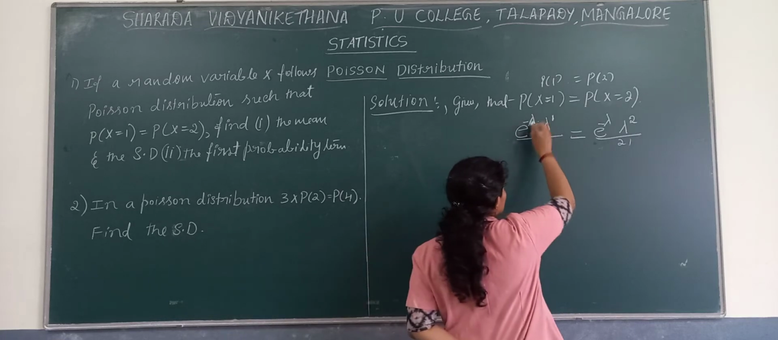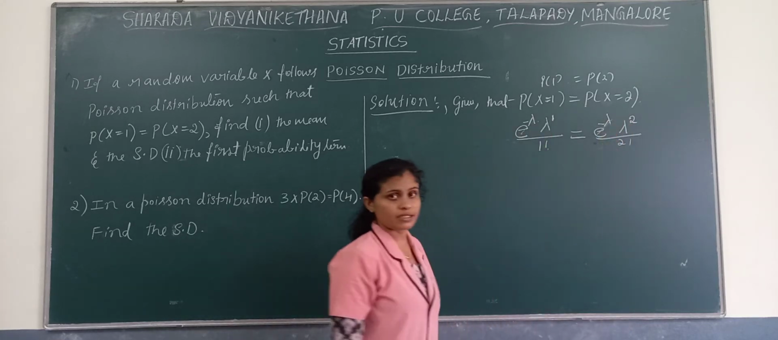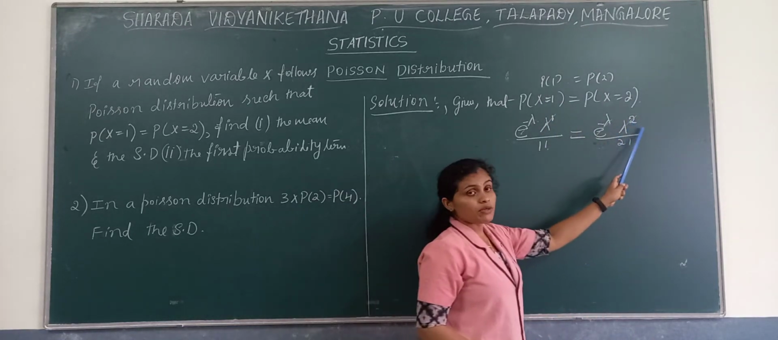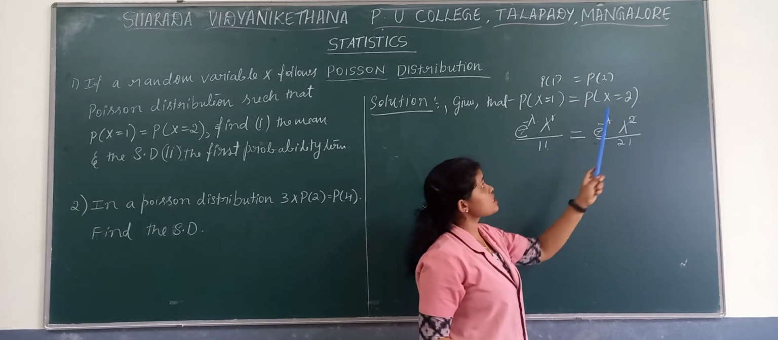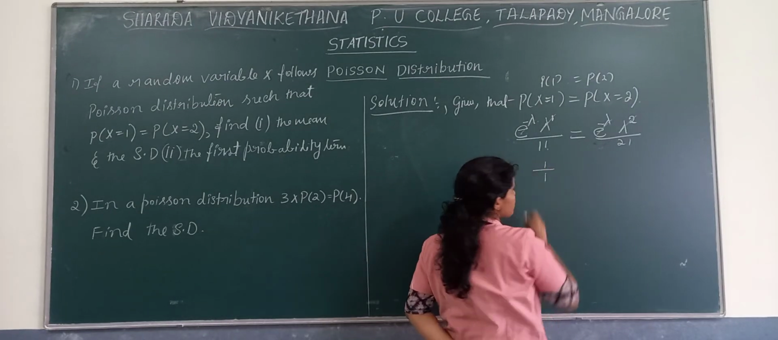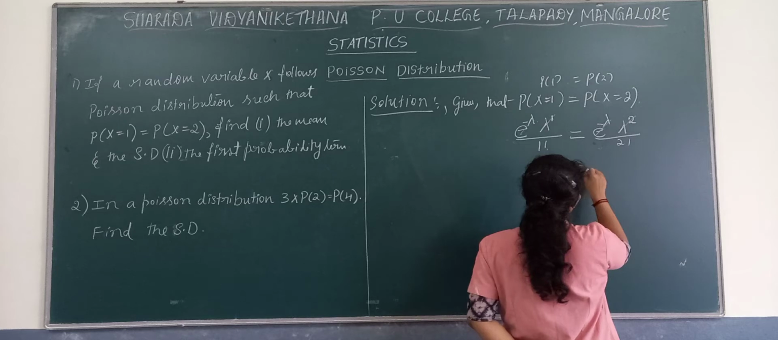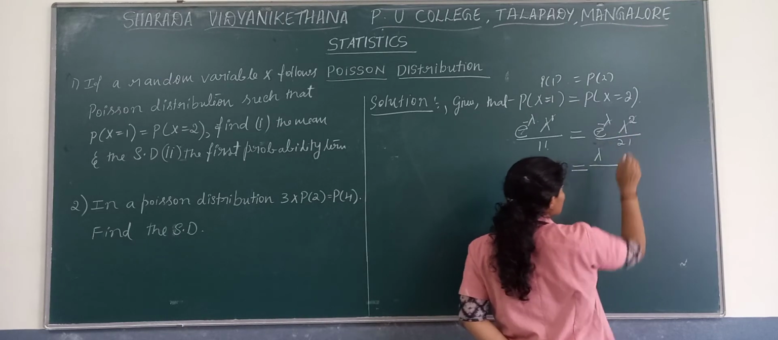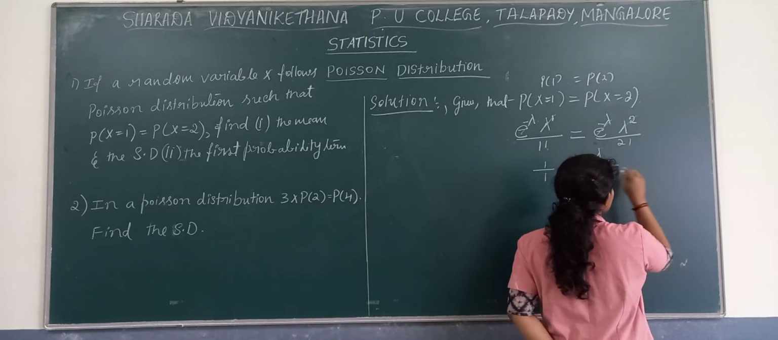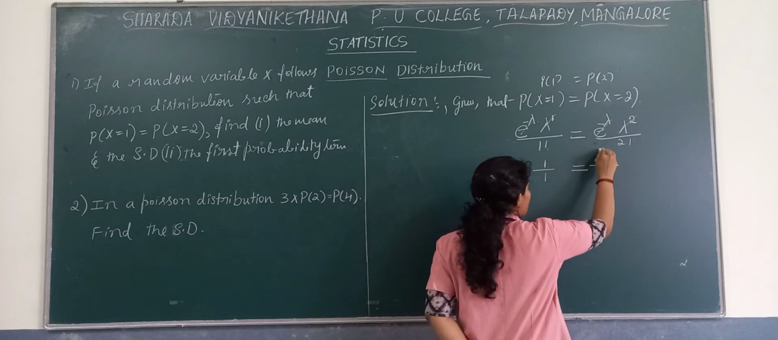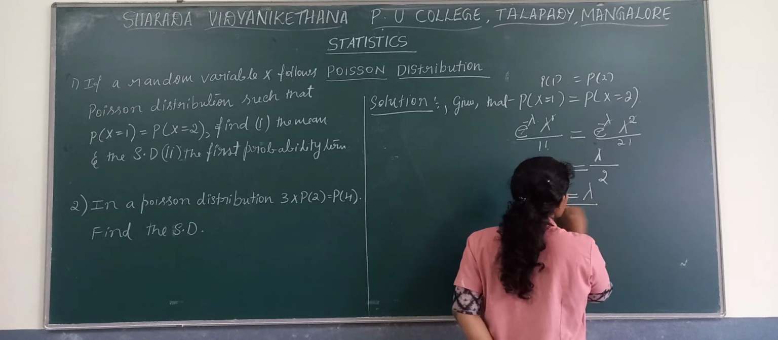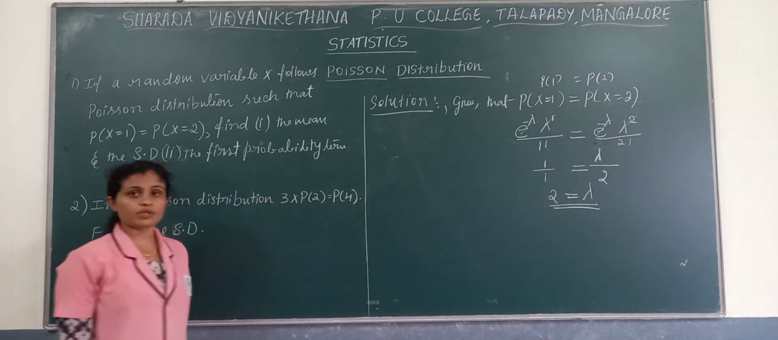Now e to the power minus lambda gets cancelled on both sides. Lambda to the power 1 cancels with one lambda, and one lambda will remain. Here 1 and 1 will remain, and 2 factorial means 2 into 1, which is 2. So what will remain? Lambda by 2. Now cross multiplication, 2 is equal to lambda. The value of lambda is 2.